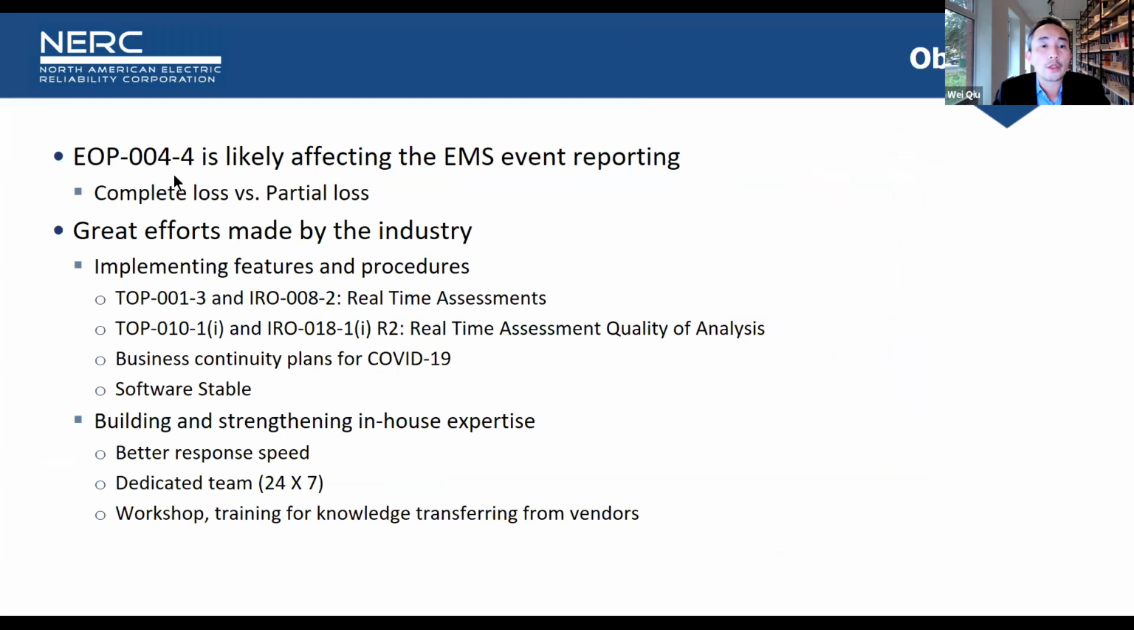So after that, we talked to our industry and entities. We saw two issues here. One is EOP 004-4, which may impact this trend. EOP 004 is one of the main event resources for EAP and also for our event analysis. Last year there was a major change to this standard: only complete loss is required to be reported to us. In other words, if you lost the estimation or RTCA, you don't have to report to us. That impacts the event reporting.